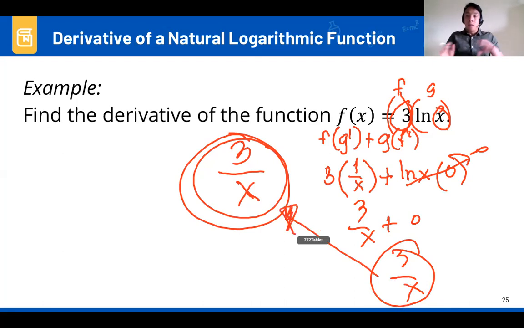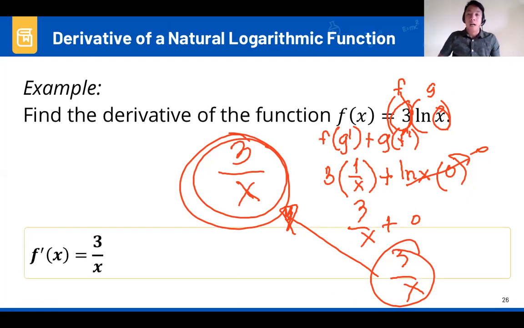Okay? So we have here the shortcut way, and the other one is the... If you want to know whether your answer is correct, we have the correction here. Okay? Just for the checking, you can use the multiplication rule of differentiation. So the answer here is 3 over x. Easy. I hope you will get this one easy.